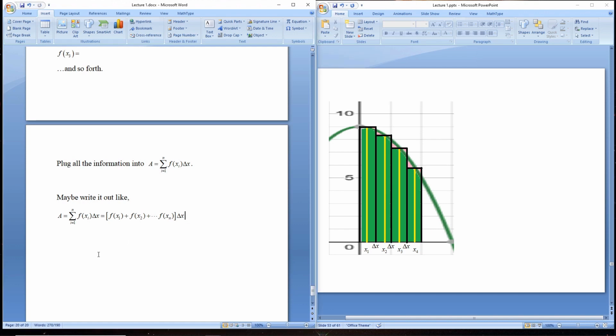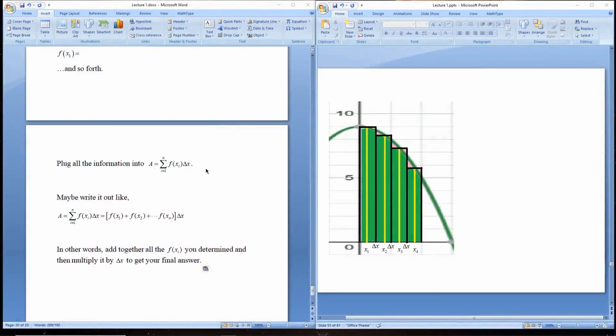So in other words, what you're going to do here is once you have all the heights, all you're going to do is add all of those function outputs together. That's this part right here in the square parentheses. You're adding all of the heights together, and then you simply multiply by delta x. So you can add together all the functions you determined, and then multiply by delta x, and that is your final answer.